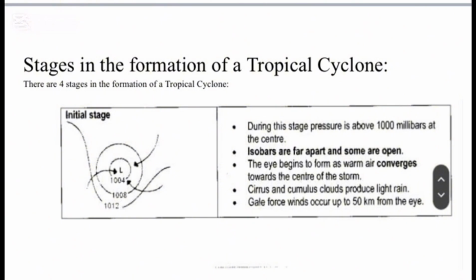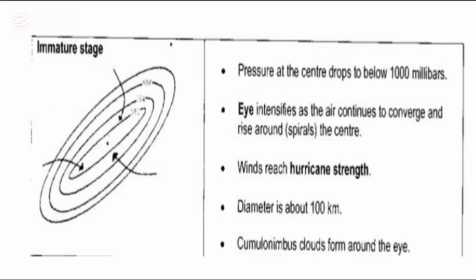Because the earth rotates, the wind around the storm also rotates. This is called the Coriolis effect. As the storm gets stronger, the air pressure at the center drops.